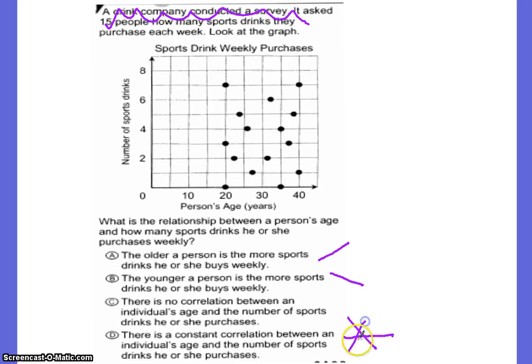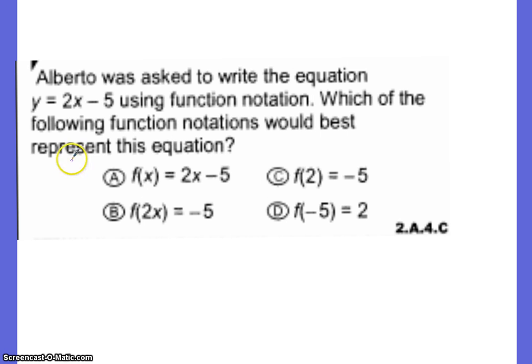Okay, well, it's definitely not that. If you draw a line going up, do you hit most? If you draw a line going down, do you hit most? Really, it's neither one of those. So there is no correlation. They're just scattered. Number 2, Alberto was asked to write the equation y equal 2x minus 5 using function notation.